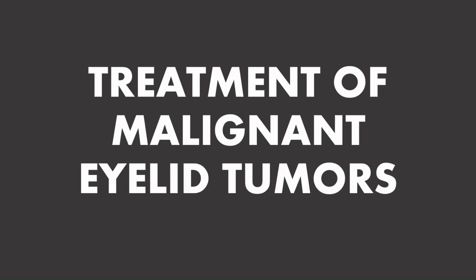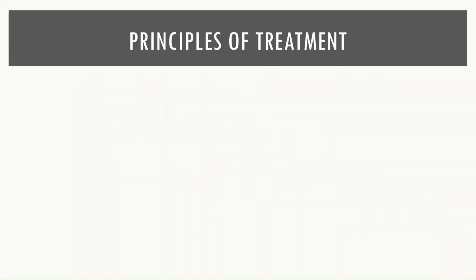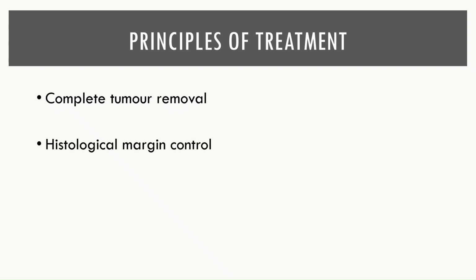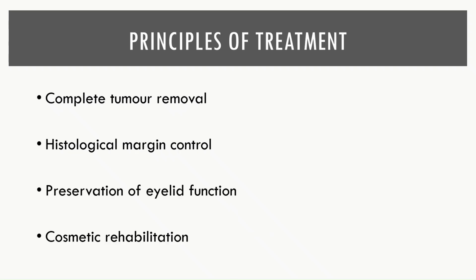In the previous video, we had discussed malignant eyelid tumors. In this video, we will discuss in detail the treatment of malignant eyelid tumors. The primary goals in the treatment of malignant eyelid tumors are complete tumor eradication, confirmation of tumor-free margin, preservation of eyelid function, and acceptable cosmetic outcome. Treatment planning depends on tumor type, size, location, and extent of spread.